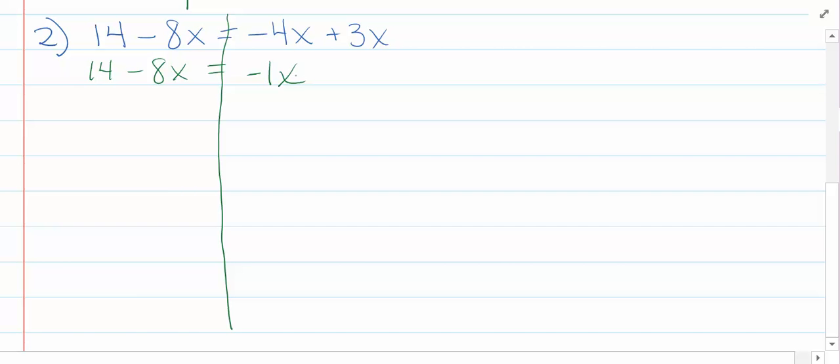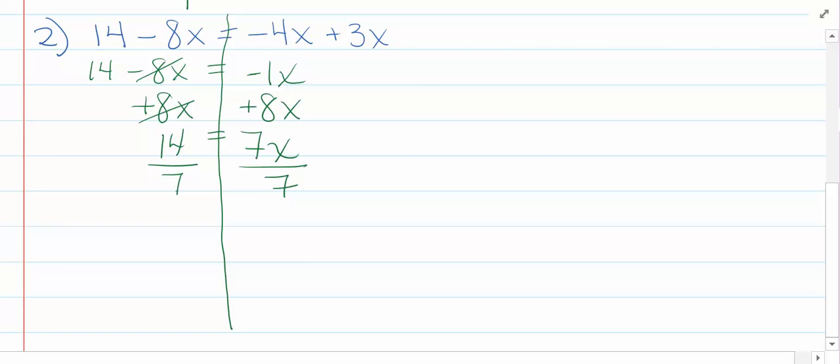Okay, I'm going to combine like terms, so I could either add 1x to both sides or add 8x to both sides. I don't like dealing with negatives. So I'm going to add 8x to both sides. That leaves me with 14 on the left. Negative 1 plus 8 is going to be 7x. I want to get rid of the 7, so I'm going to divide both sides by 7. Therefore, x is going to equal 2.